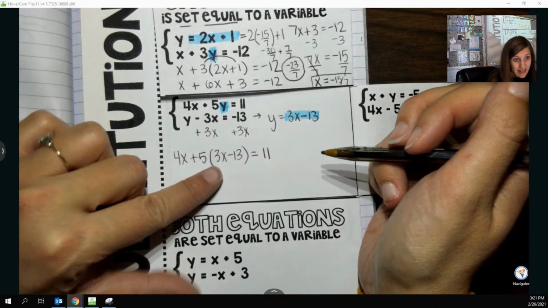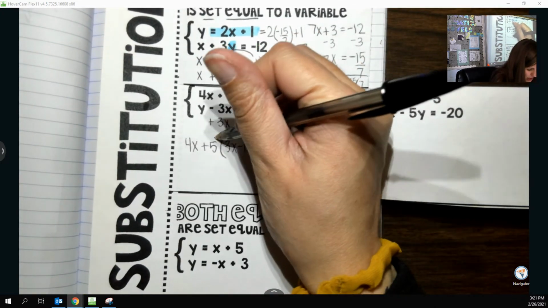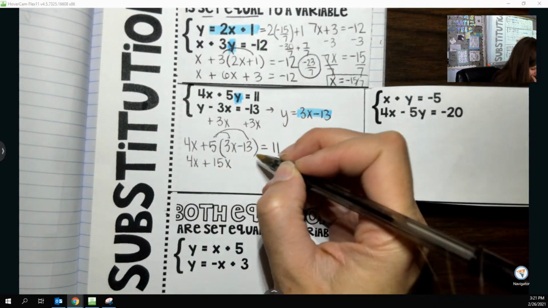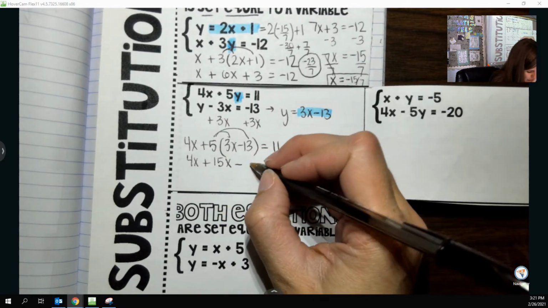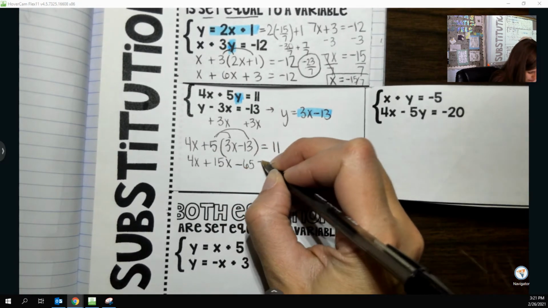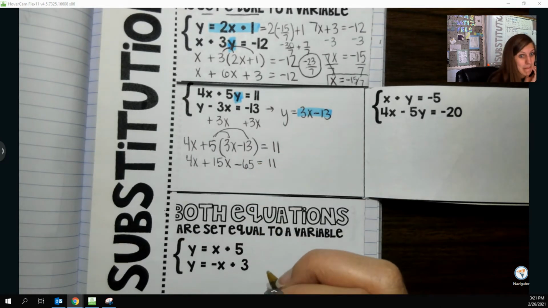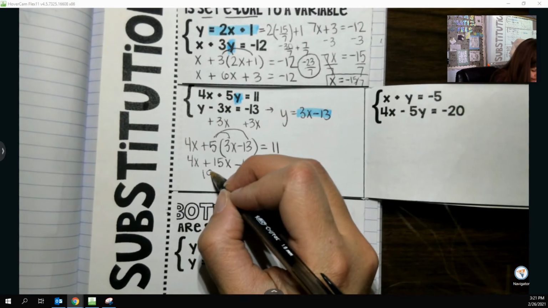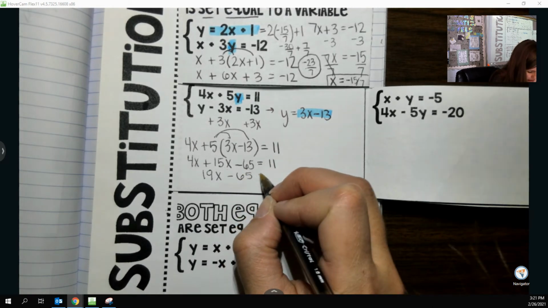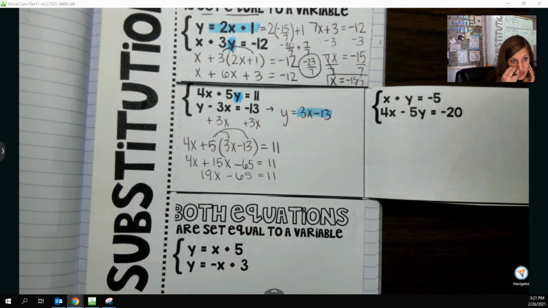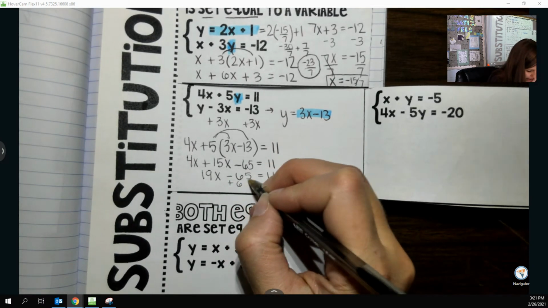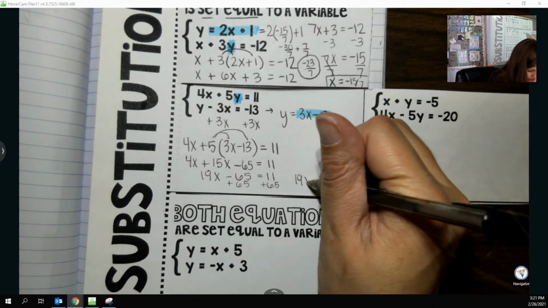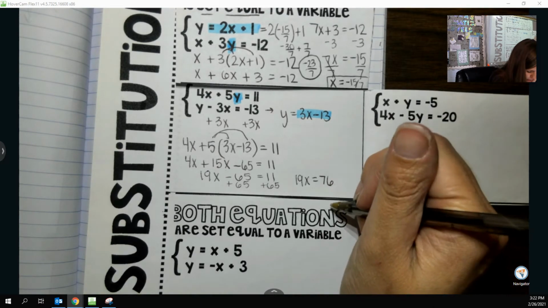Then I can solve for x because there's only one letter to solve for, but I got to distribute. So I'll have 4x plus 15x minus, 5 times 13, 65. Then I can combine like terms because these x's are like terms. So 4x and 15x is 19x. Minus 65 equals 11. Then if I want to solve for x, I'm going to get it alone by adding that 65 away. So we'll have 19x equals 76.